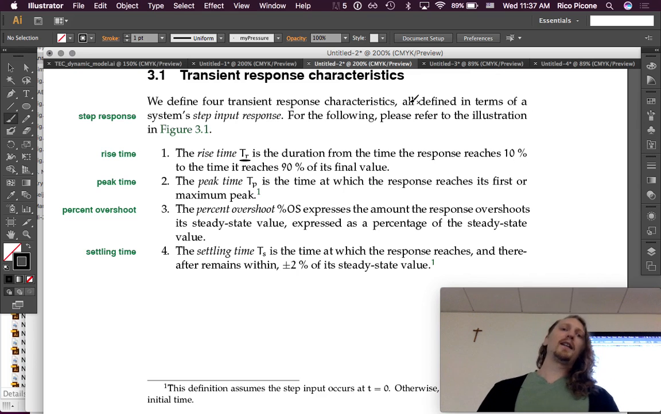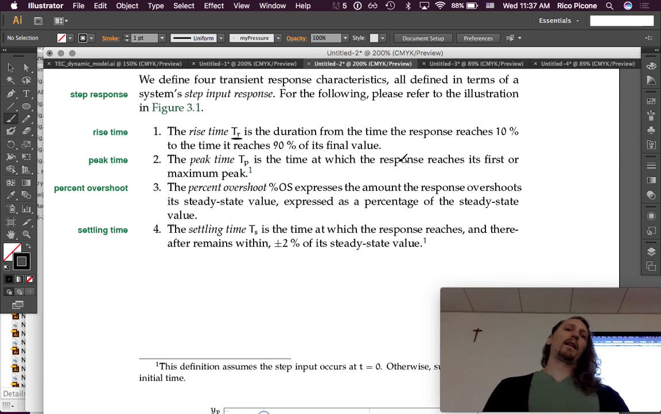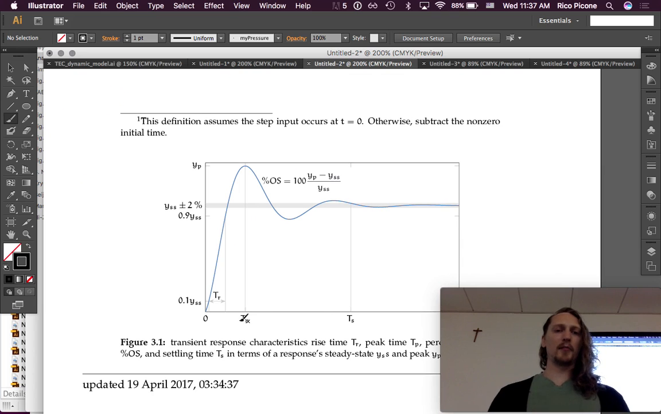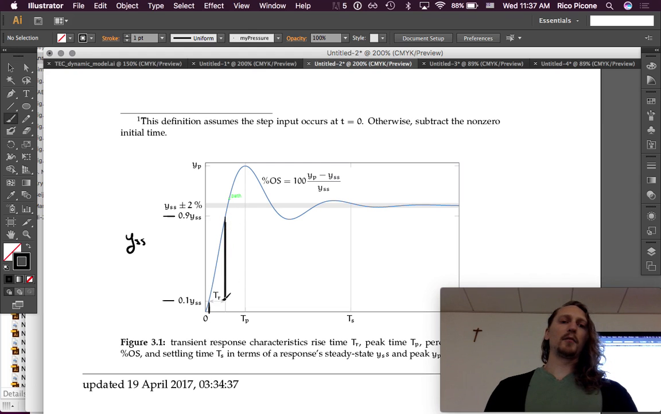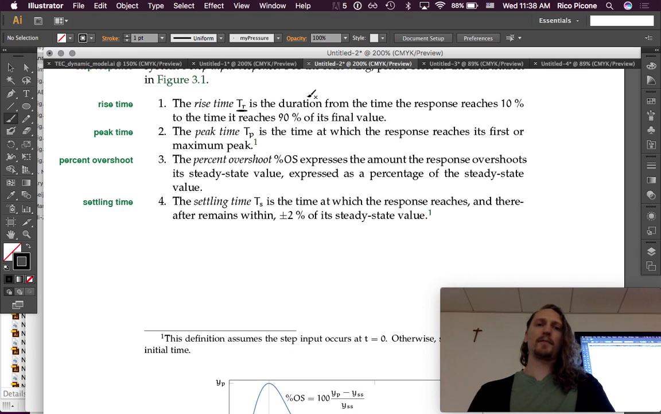The rise time is the duration from the time the response reaches 10% to the time it reaches 90% of its final value. Okay? So if we were to come down here, the rise time is the time it takes to go from, so here's 10% of the final value. Final value, we're denoting Y steady state, YSS, to go from 10% to 90%. On this graph, I just did a sample or example step response. So the time it takes to go from 10% to 90% is this duration here, TR. Okay. So that roughly gives you how fast this thing is responding. Okay. So there's one characteristic.